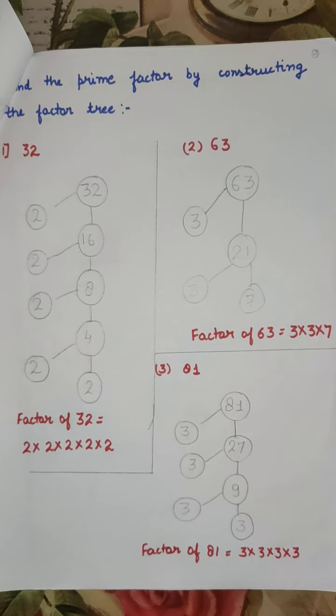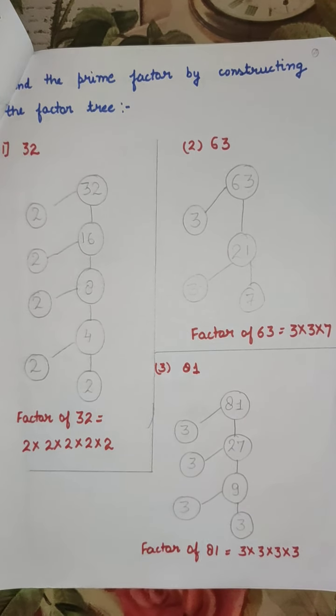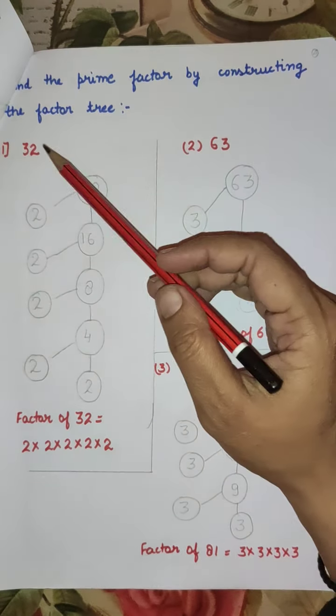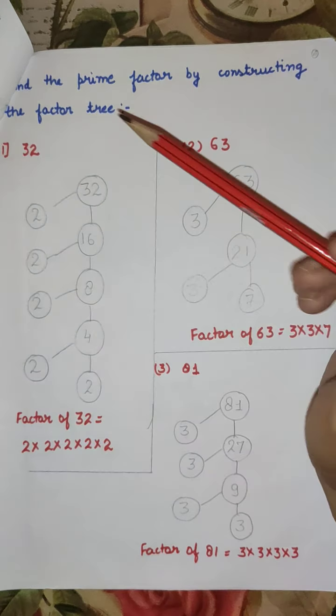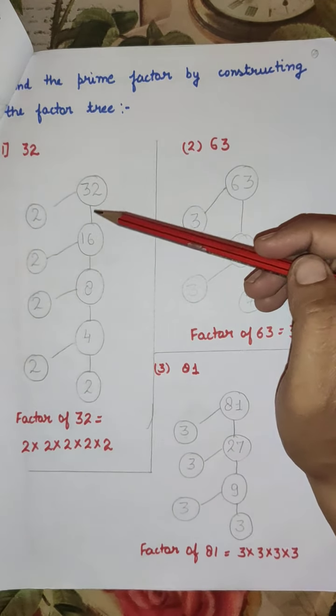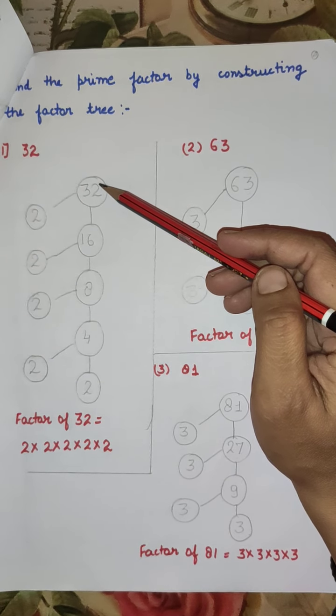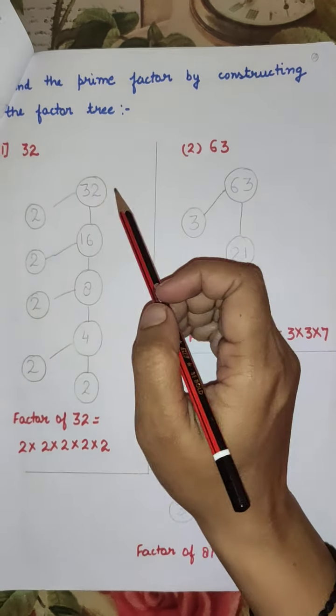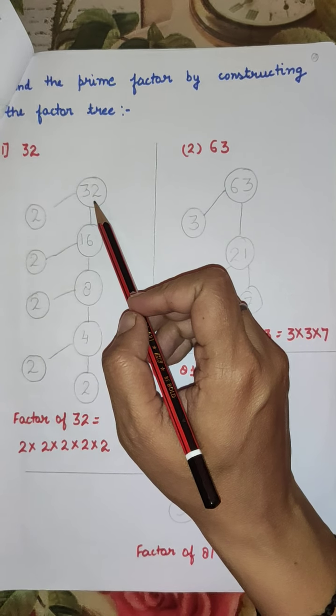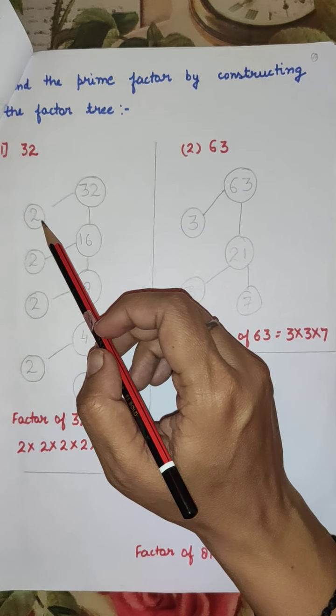Now, the factor tree. What is a factor tree? It is very easy. Suppose any number is given. Suppose 32 is given. So what do you have to do? Now, here 32, you can see 2 is an even number. So we will start from 2.